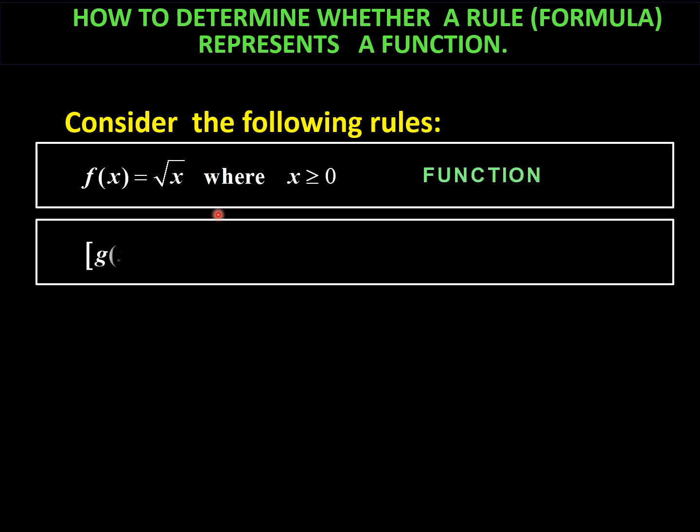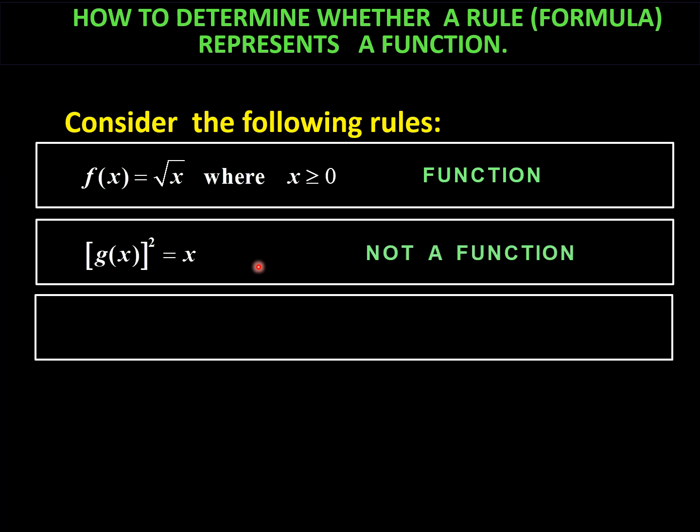Let's look at the next one. Let's be careful with this one. If I take an input value, let's say we take the input value of 9, right? So I have g(x) squared equal to 9, so g(x) will be, that's correct, plus or minus the square root of 9. That gives me 2 output values. Therefore, it is not a function.